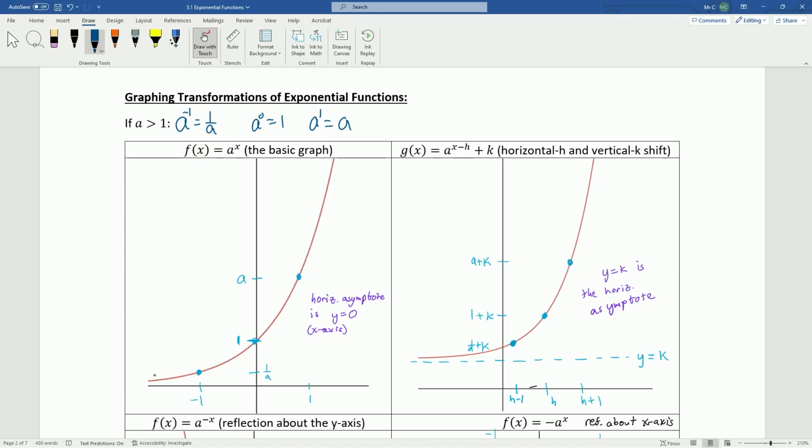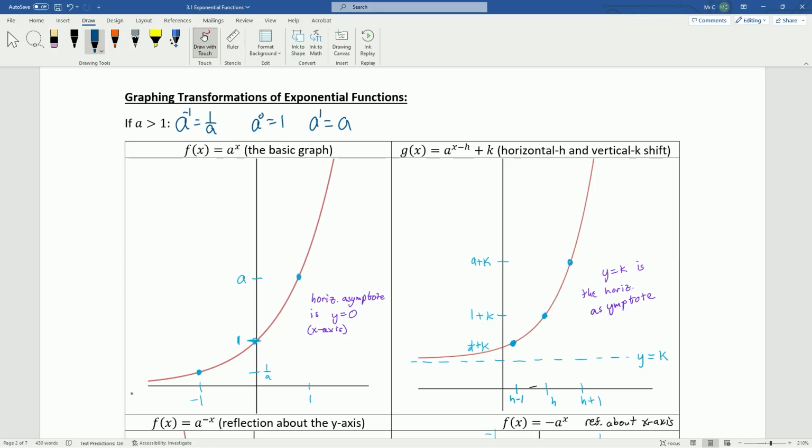But we can never get a negative value, right? If a is a positive number greater than 1, positive exponents give me positive numbers. When I get 0, I get 1. When I have negative exponents, I still get positive numbers. 1 divided by a positive number a is still positive. So this function is always strictly positive, and that tells us that we have a horizontal asymptote at y equals 0. That's just the x-axis.